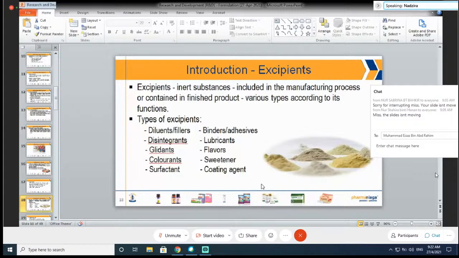Flavors are used to improve the taste, especially for chewable tablets, and colorants are used for product identification and also to make the product look more elegant. Sweeteners are used to exclude or limit the use of sugar in the tablet, especially for chewable tablets.